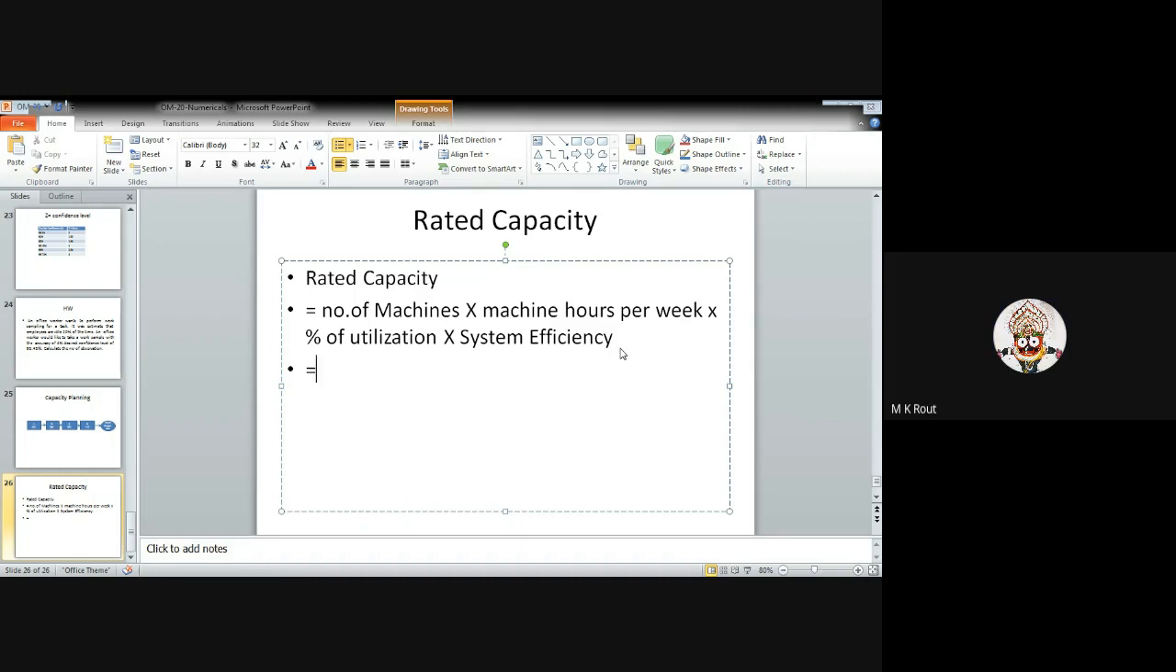The machine utilization is given as 80%, that equals 0.80, and the last one is the efficiency, given as 90%, that is 0.9. So just note down, this is 5 number of machines into, if you convert the machine hours per week, we have 8 hours of shift, multiplied with 2 shifts per day, and multiplied with 5 days in a week. Moving to the next ones, the utilization is 0.8 and the system efficiency is 0.9. That equals 288 standard hours.